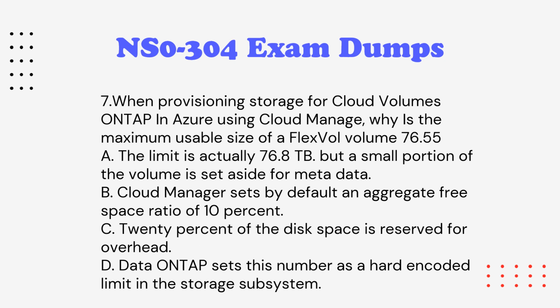7. When provisioning storage for Cloud Volumes ONTAP in Azure using Cloud Manager, why is the maximum usable size of a FlexVolume 76.5 TB? A. The limit is actually 76.8 TB, but a small portion of the volume is set aside for metadata. B. Cloud Manager sets by default an aggregate free space ratio of 10%. C. 20% of the disk space is reserved for overhead. D. Data ONTAP sets this number as a hard-coded limit in the storage subsystem.